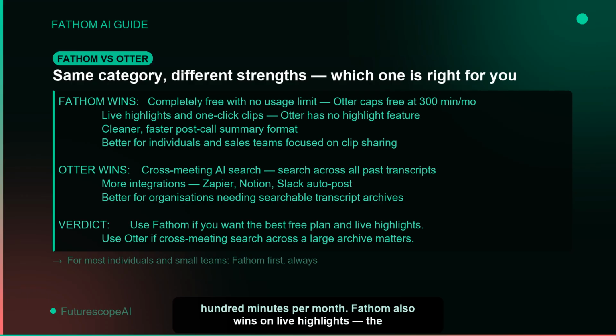Fathom also wins on live highlights. The one keypress clip feature has no equivalent in Otter. The post-call summary format in Fathom is cleaner and more immediately usable. And for sales teams focused on clip sharing and coaching, Fathom is the better tool.